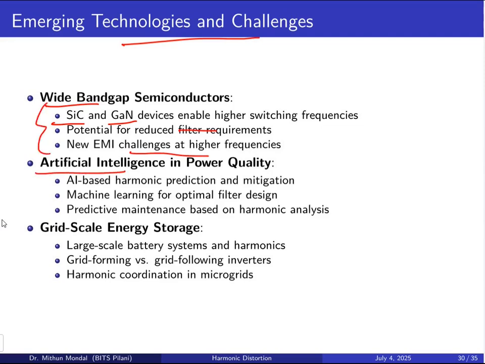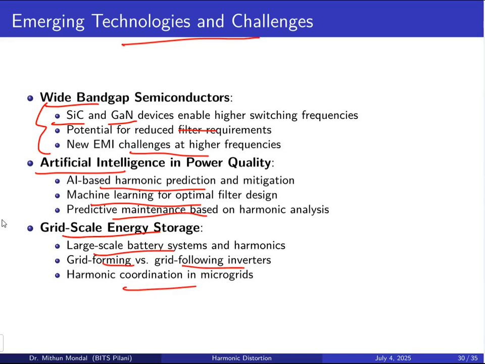We use artificial intelligence nowadays a lot in power quality. So AI-based harmonic prediction and mitigation can be done, machine learning can be incorporated for filter design, and predictive maintenance can be done for harmonic analysis. We can also have grid scale energy storage, large scale battery systems and harmonics, grid forming versus grid following inverters, harmonic coordination in microgrids.